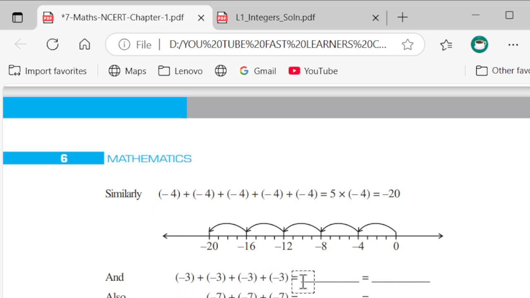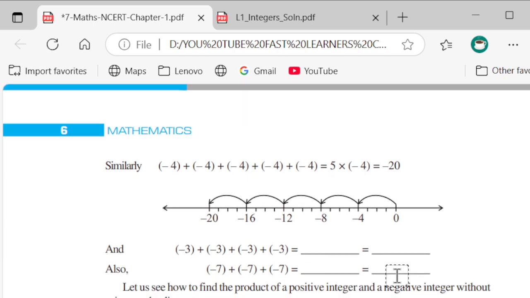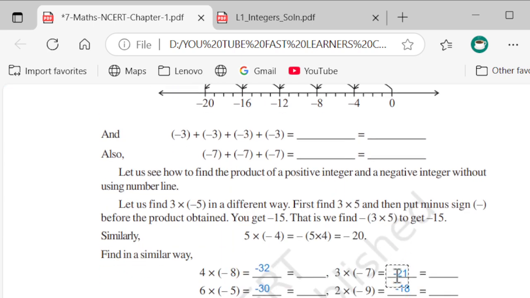Here -3, you are adding 4 times. When you add, it will give you negative only, but when you multiply, it changes. Okay, so you need to remember that.